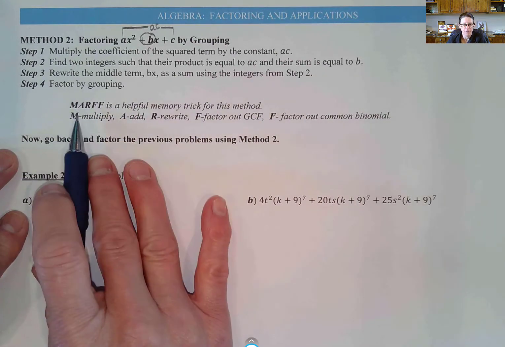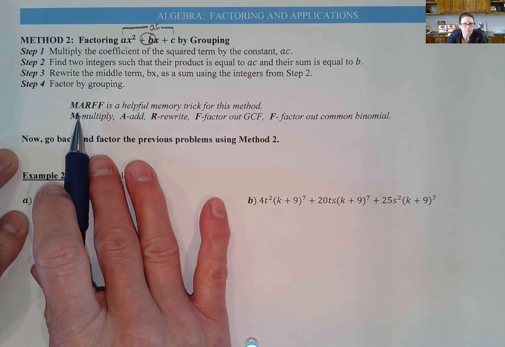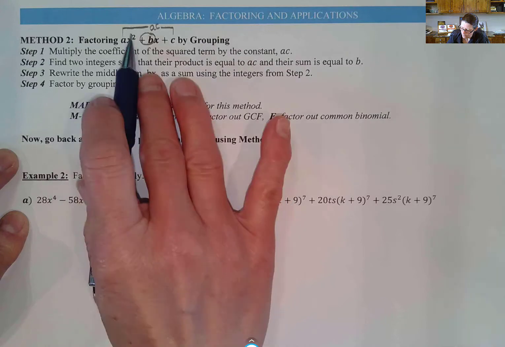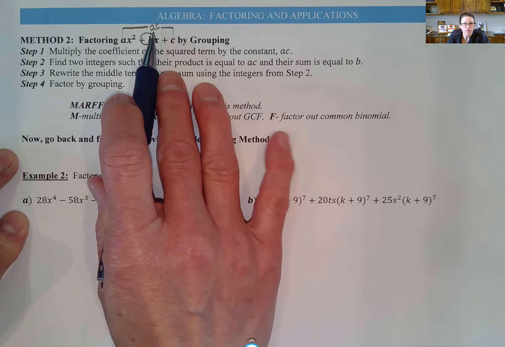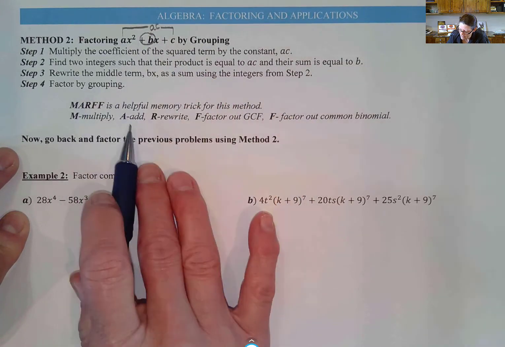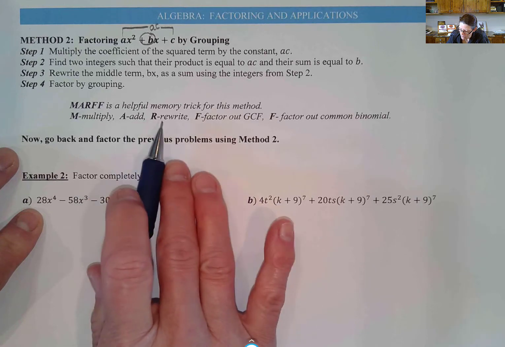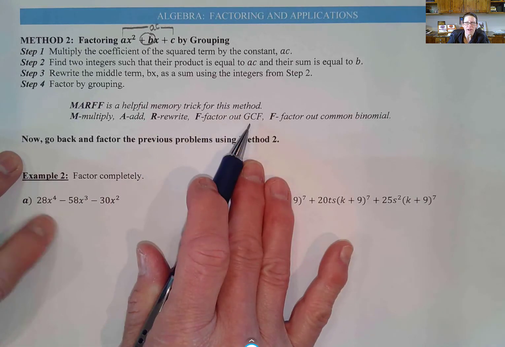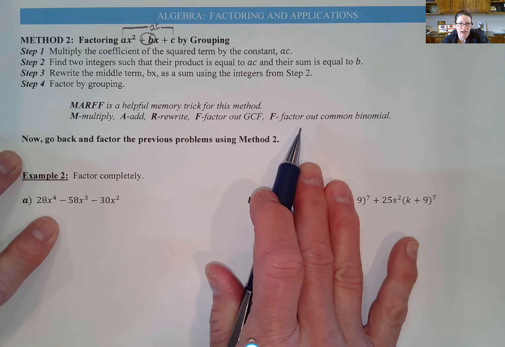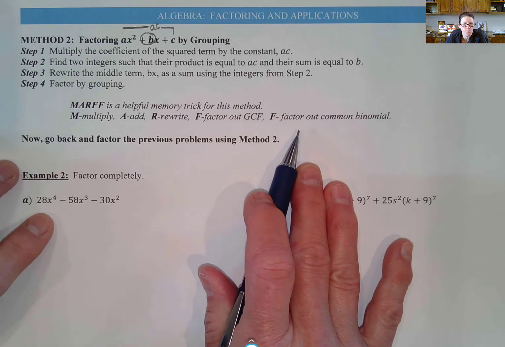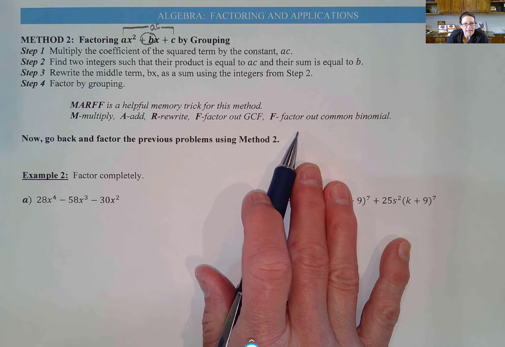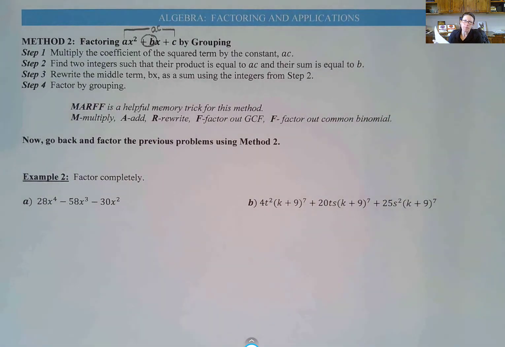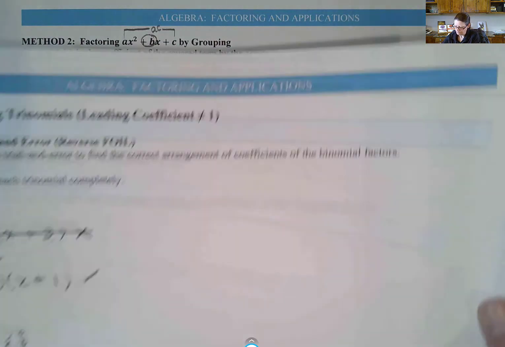wherein we multiply, we find 2 values that add to that product, we rewrite the trinomial, we factor out the greatest common factor, and we factor out a common binomial. Well, let's go back and factor the previous problems using this factoring by grouping method, method 2. So let's consider our first 4 examples.